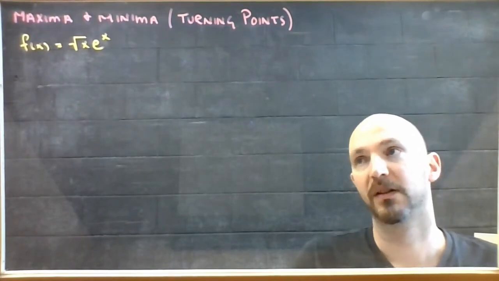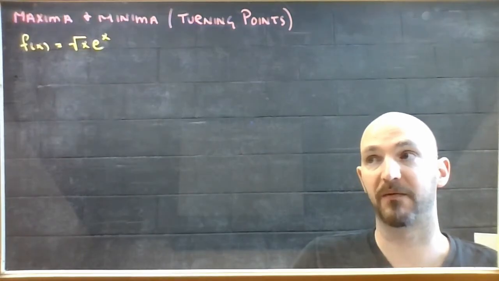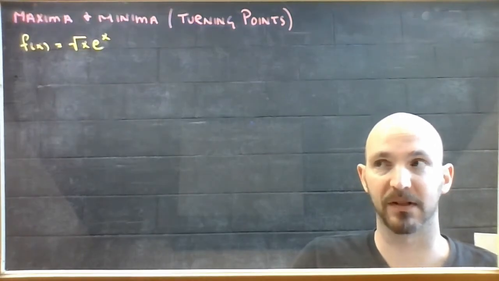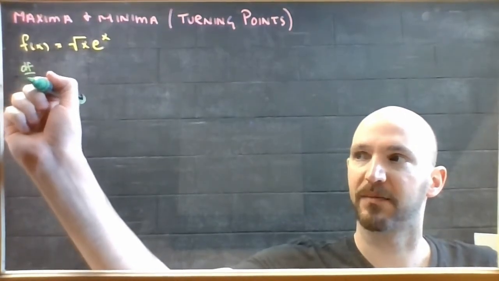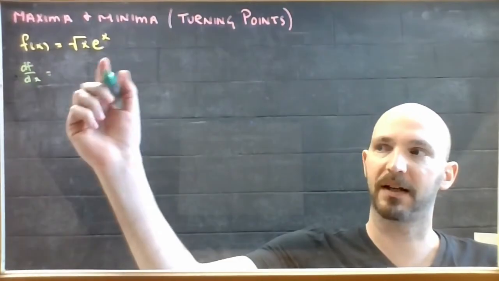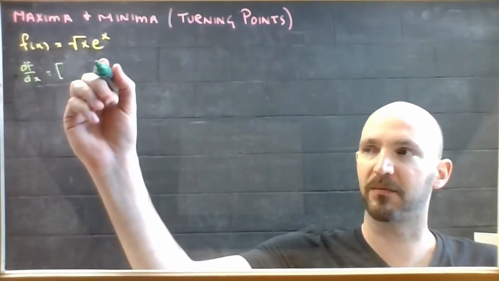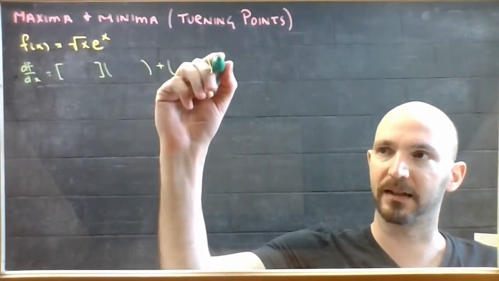Right. So to find maxima and minima, I have to take the derivative of the function and then set that derivative to 0. So I'm going to need df by dx from this particular function. It is a function multiplying a function, so I'm going to need my product rule infrastructure. Let me jot that in there.